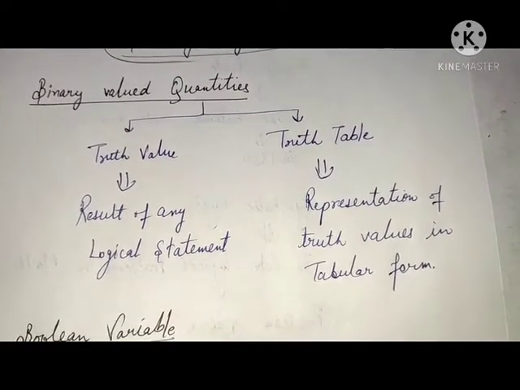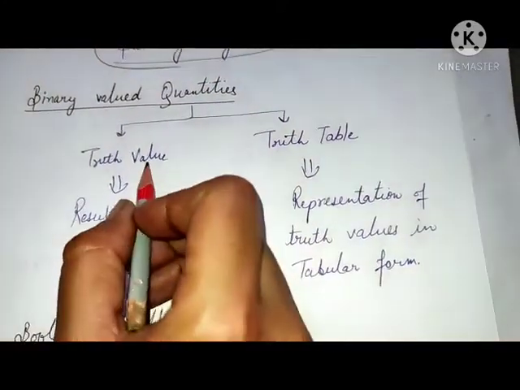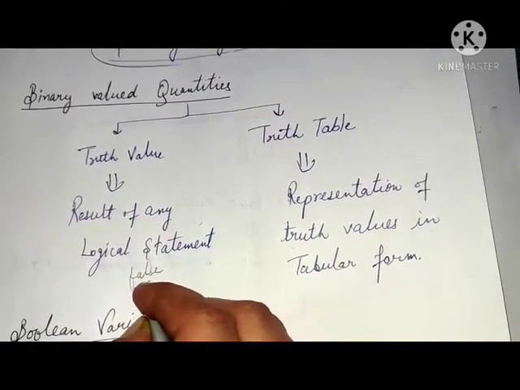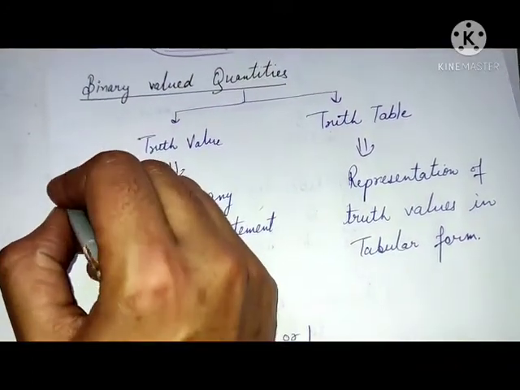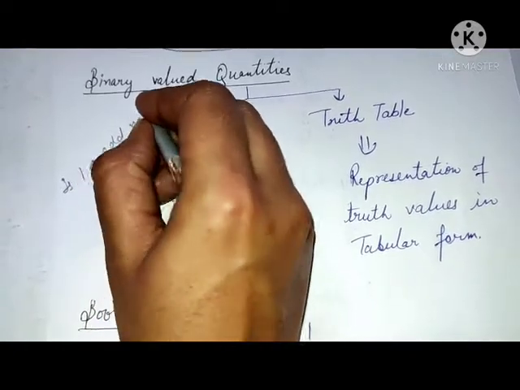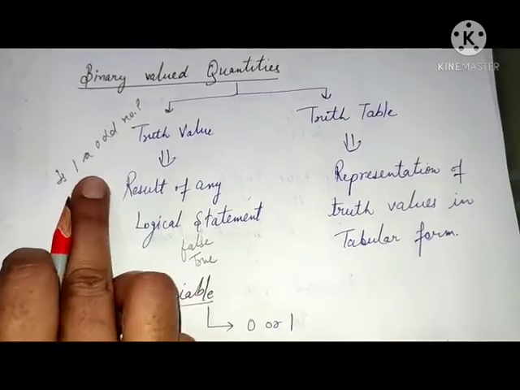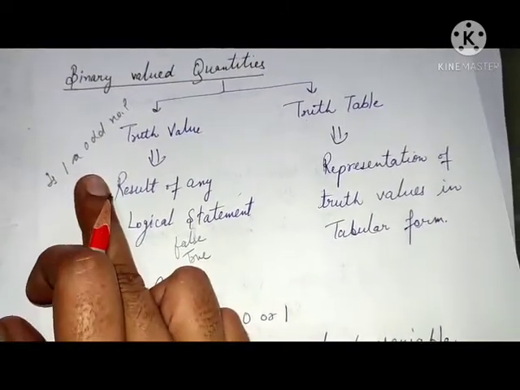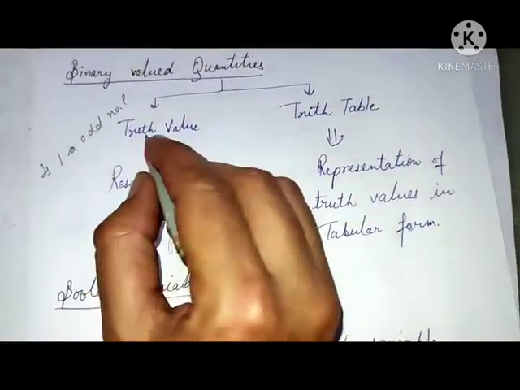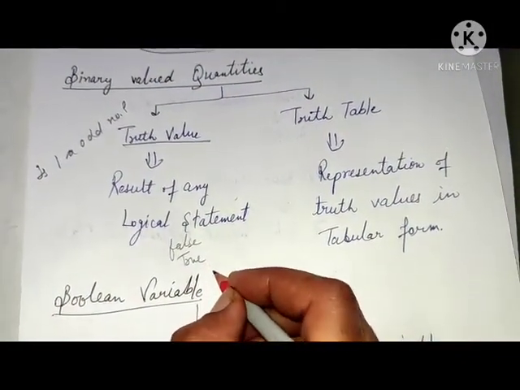In this we have to discuss truth value and truth table. The result of any logical statement is called truth value, and the result may be either false or true. If I take the example, is 1 an odd number? This logical statement gives either true or false. It gives a true value because 1 is an odd number. So the value that is given by the logical statement is called truth value. Truth value may be either false or true.